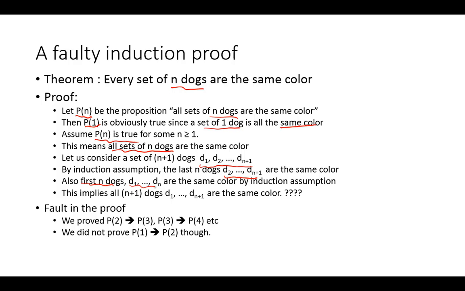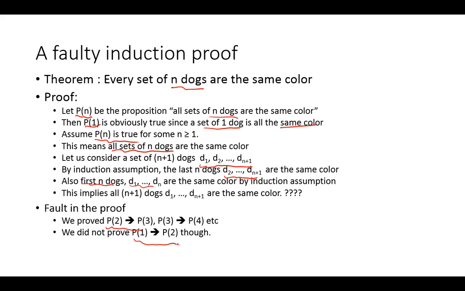So where's the fault in the proof? The fault in the proof lies in the fact that we are really proving P2 implies P3, and P3 implies P4, and so on. But we never prove that we can go from one dog to two dogs and prove that two dogs are the same color.